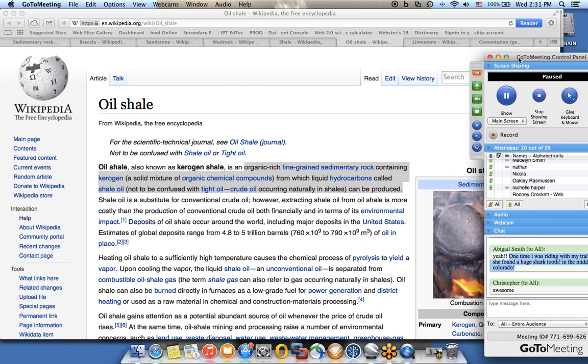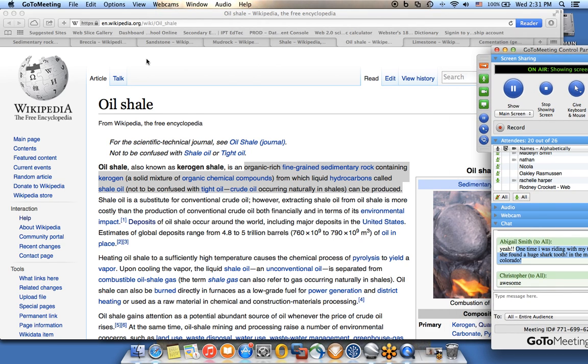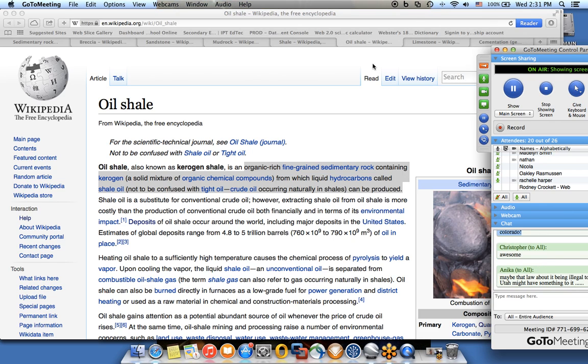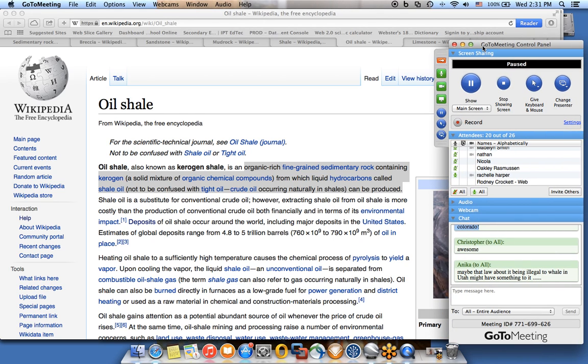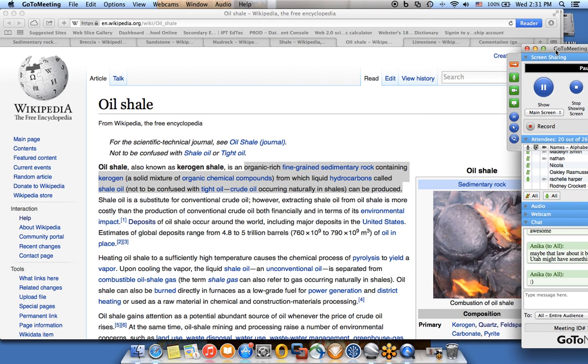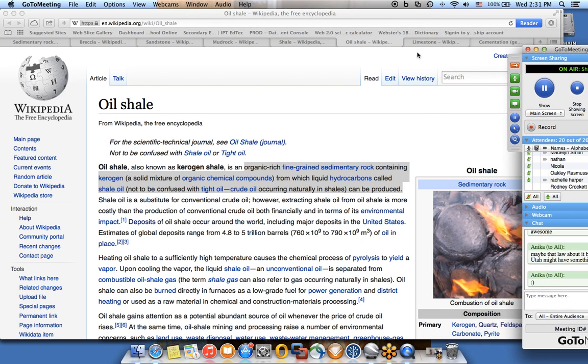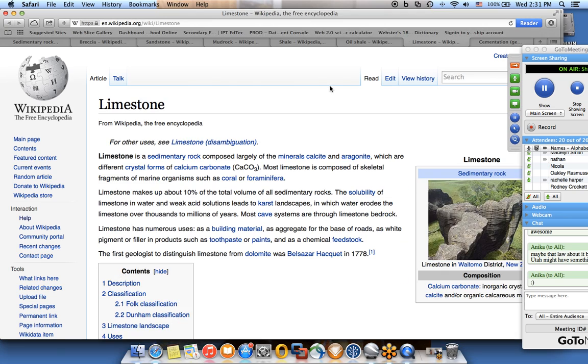So now we have talked about breccias, conglomerates, sandstones, mud rock, shale, oil shale. The oil shale is starting to get into the organic type of rock. Yeah, that's right, Anika. But now let's switch a little bit and talk about limestone.